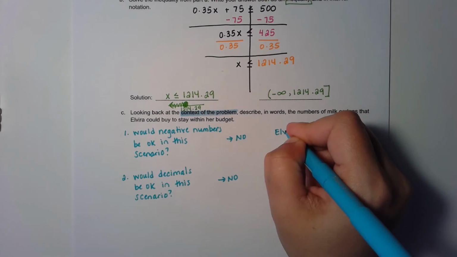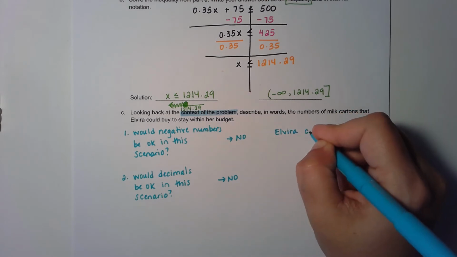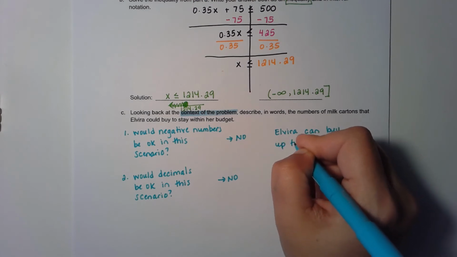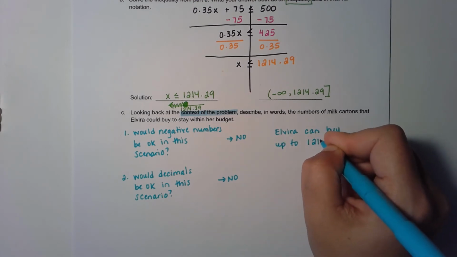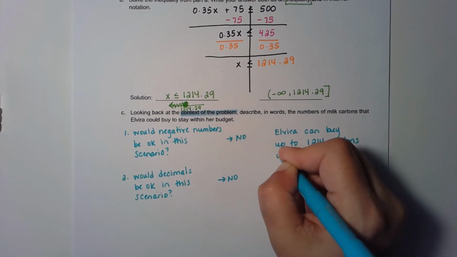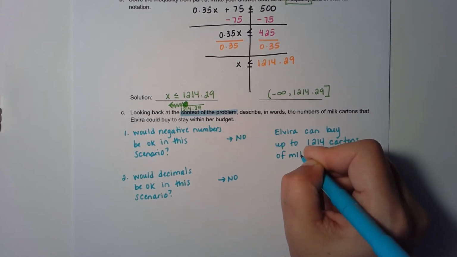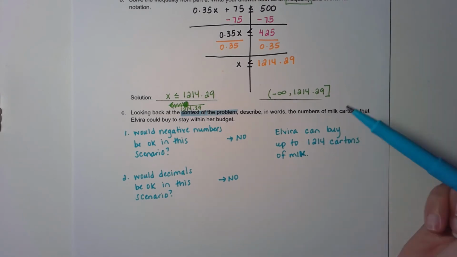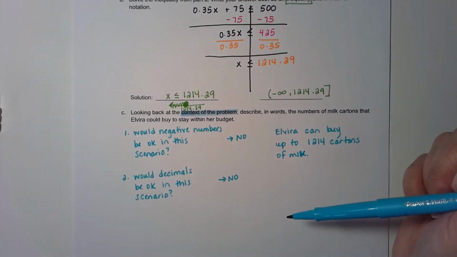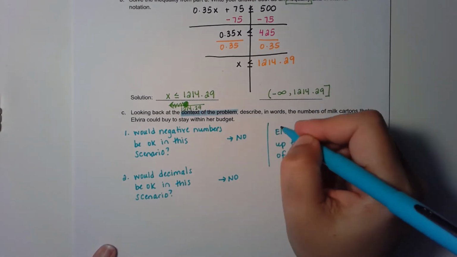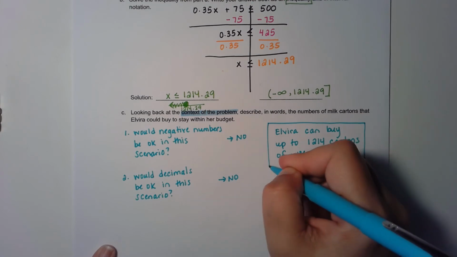So here's how we would say that. Elvira can buy up to 1,214 cartons of milk only. So in this case, it's not all the negative numbers, it's not decimals. She can only buy up to 1,214 cartons of milk.